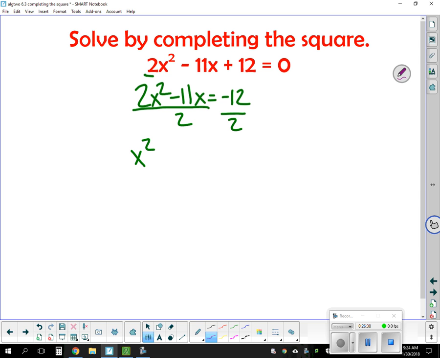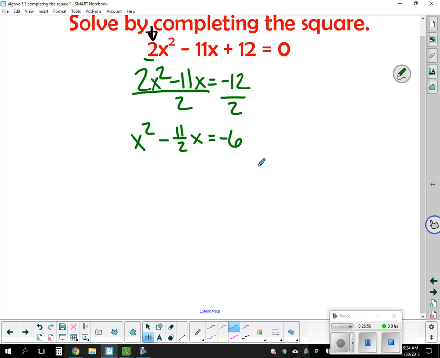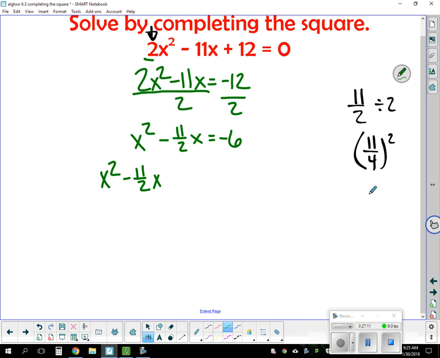So now we have x squared minus 11 halves x equals negative 6. So here's more fractions that you will have to deal with. If there is an a term, you must divide everything by a. After that, it's the same. It's just you've got fractions to deal with. What number should we add on both sides? Well, 11 halves divided by 2, which is our first step, is 11 fourths. 11 fourths squared is? 121 over 16.